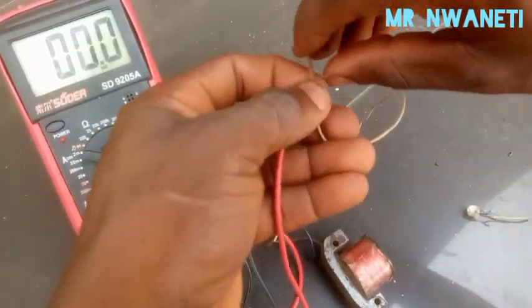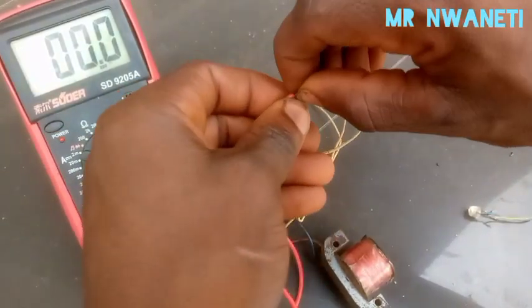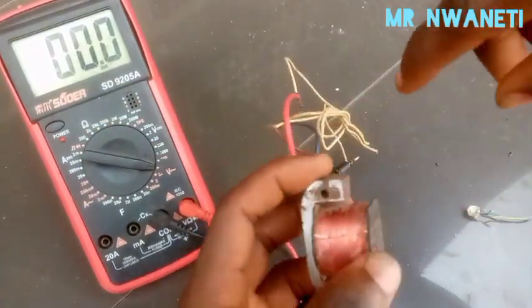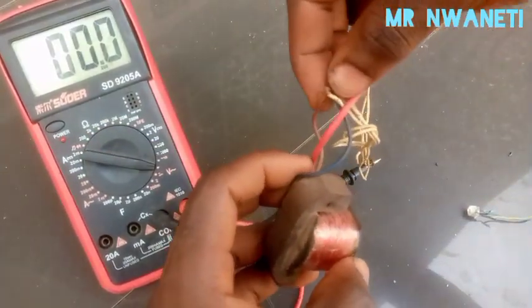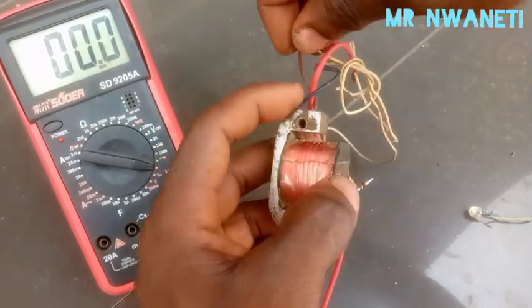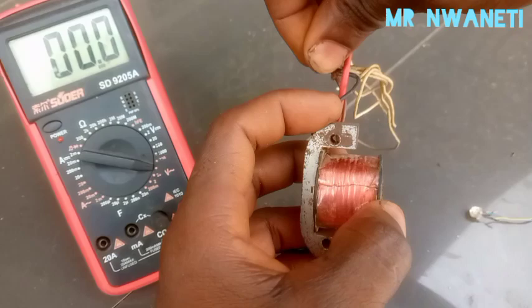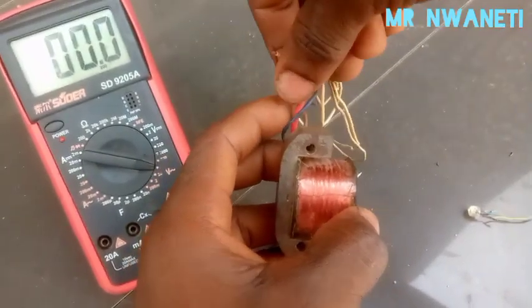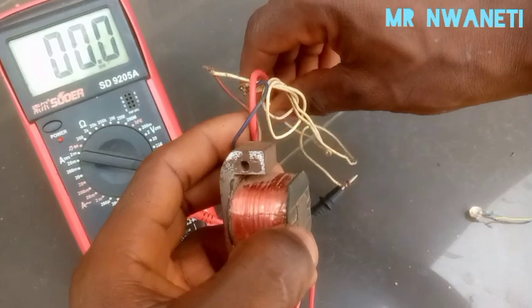Let me do the connection. You can see I already connected the output terminal of the coil to the multimeter. Let me make sure it is intact.